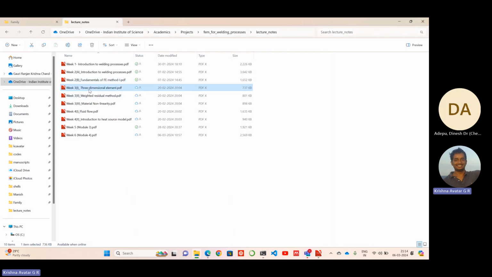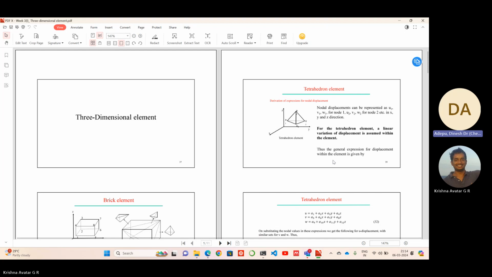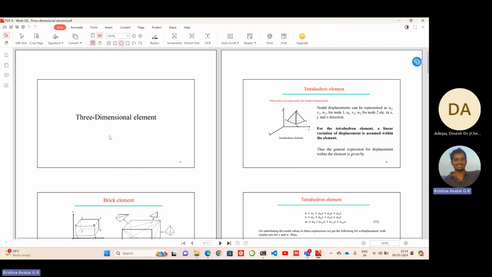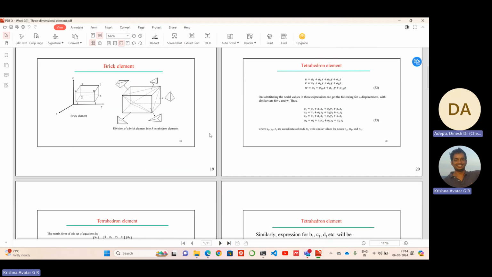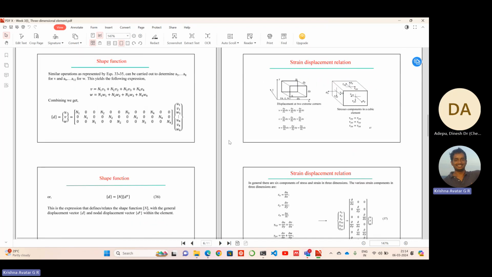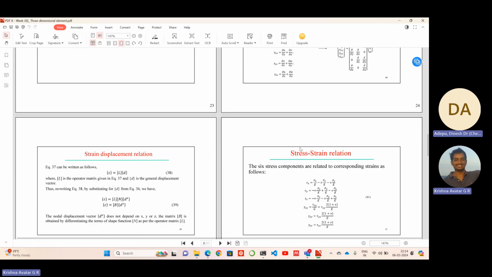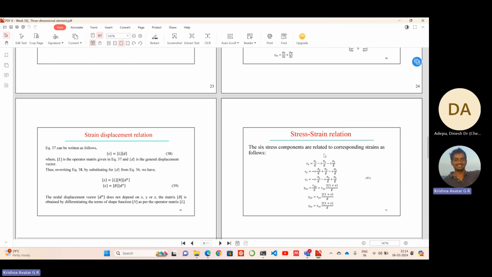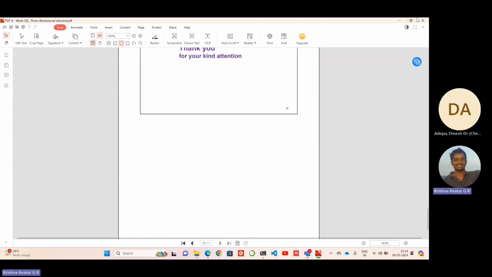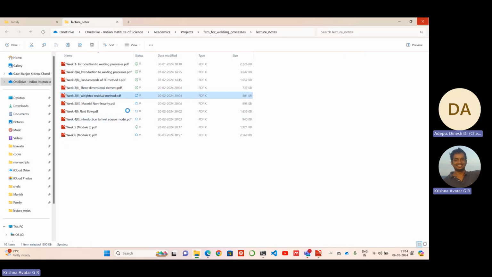Okay, now let's go to week three. We'll stop here. Week three is just about three-dimensional 3D elements. Tetrahedron element, just the same tetrahedron thing, but extended just for 3D. So it goes shape functions. It's the same idea again. We are just extending into 3D. Before it was epsilon, stress, relationships, 3x1. Now it is 6x1. Same procedure, and then we are done with week three.